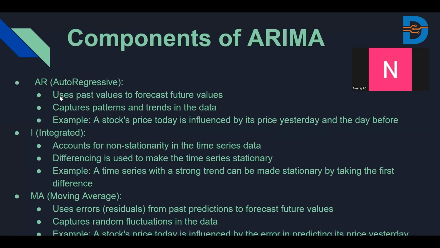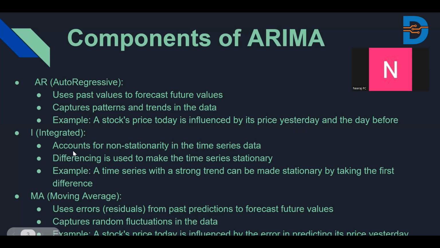The components being AR, autoregressive, uses past values to forecast future values. We have seen this in the definition. An example is the most famous project you must have already worked on, the stock price prediction project. The stock price today is influenced by its price yesterday and the day before it.